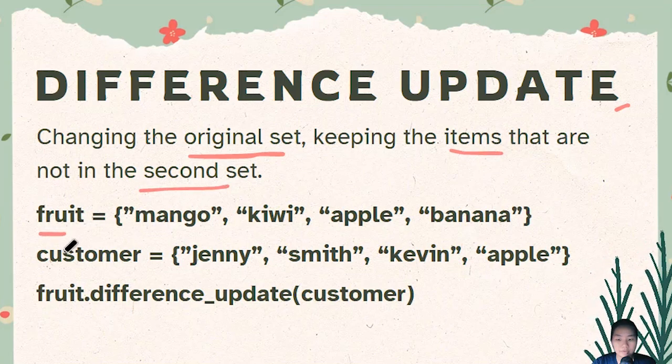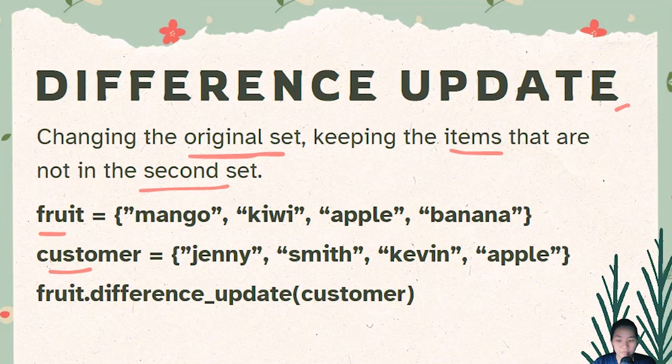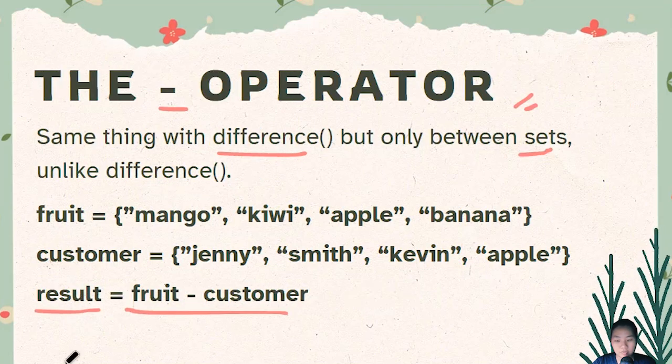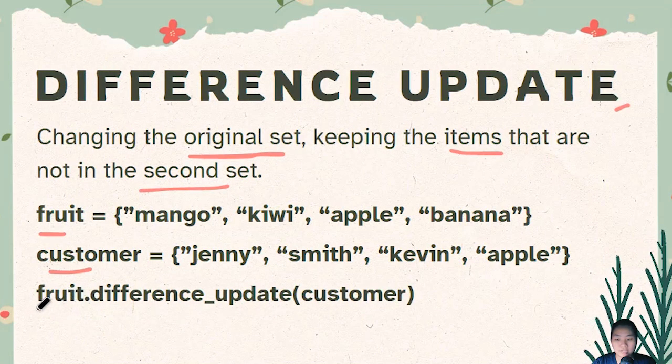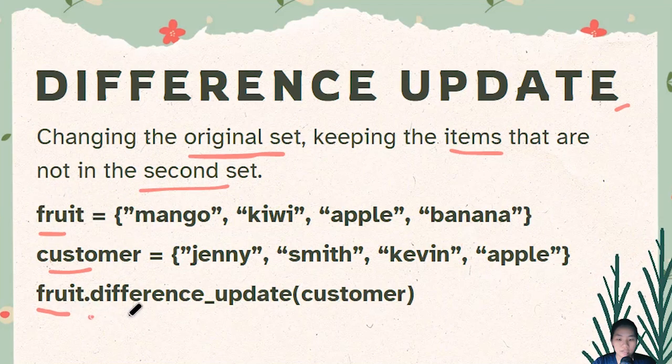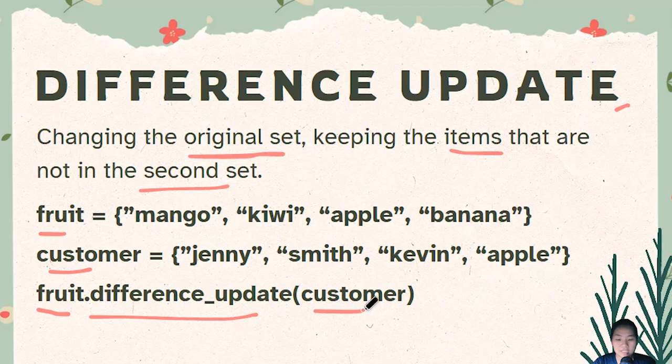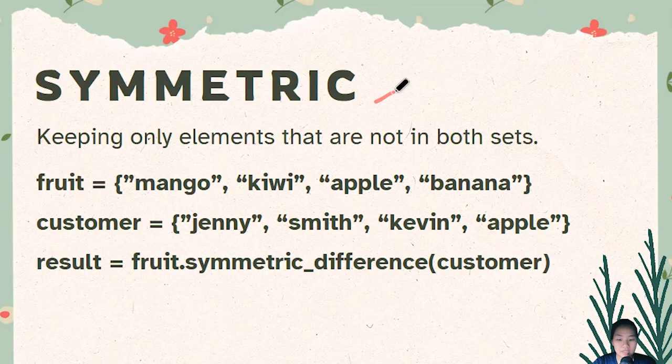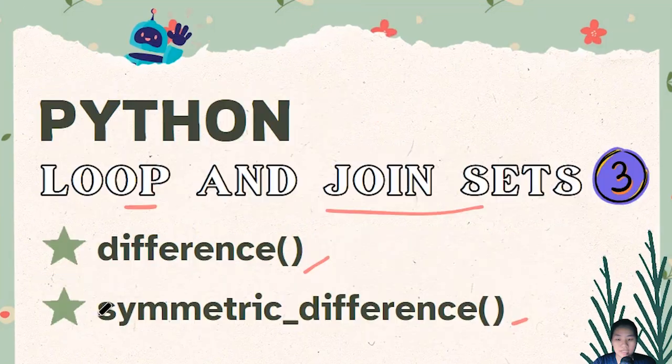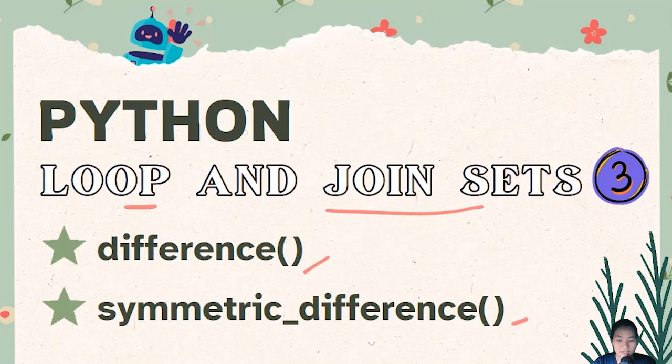Once again, I have fruit and I have customer. For this one, since it changes the original set, I don't need another variable. I don't need another result over here to pass in. I just simply write fruit, the original set that I want to change, dot difference update, and passing in customer, okay? Next up, the symmetric difference method.